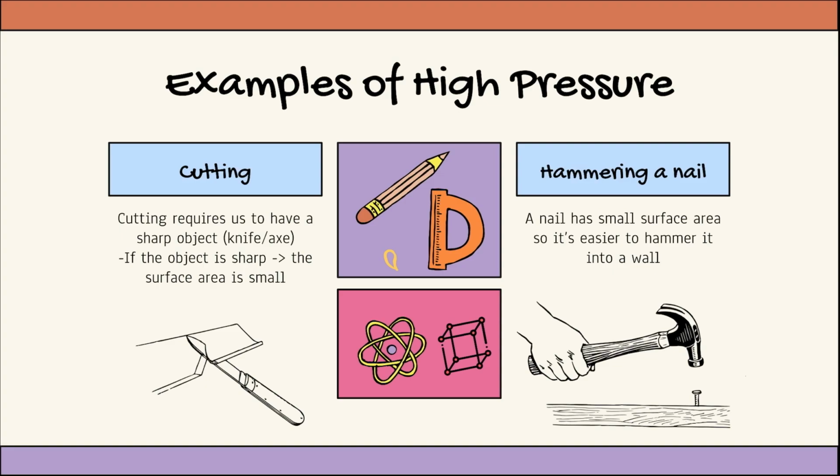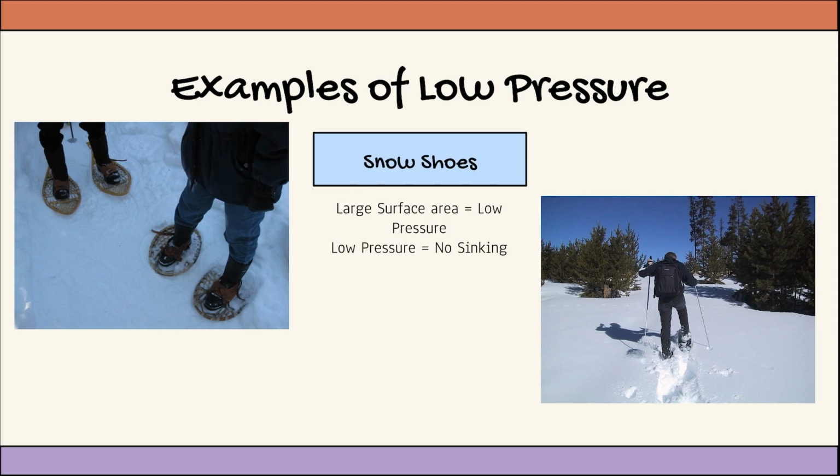Now let's look at an example of lower pressure. We have snowshoes. Snowshoes have a large surface area in order to not sink into the snow. If we have normal shoes, the surface area will be smaller, meaning they'll sink into the snow.